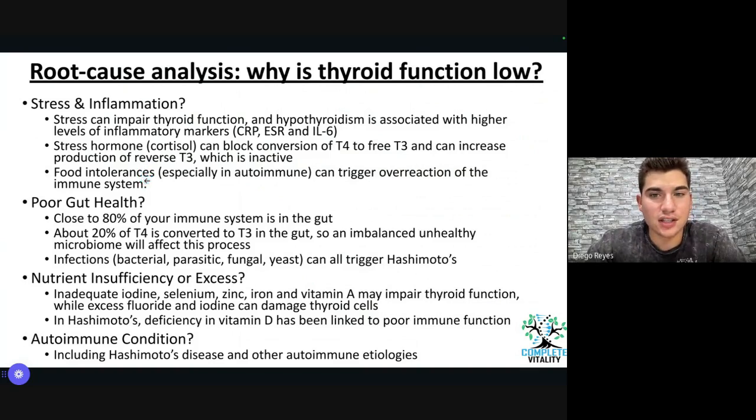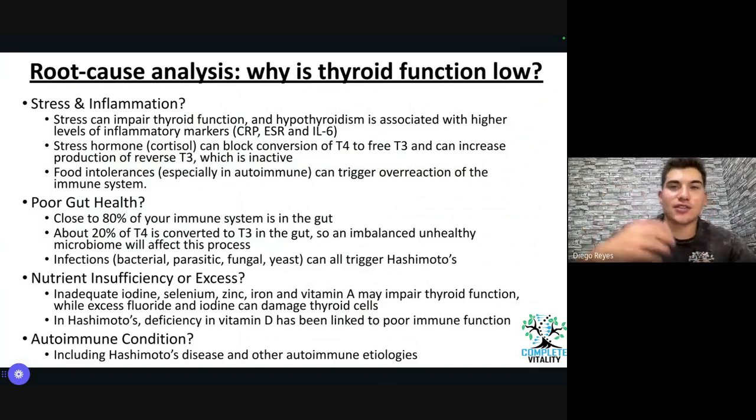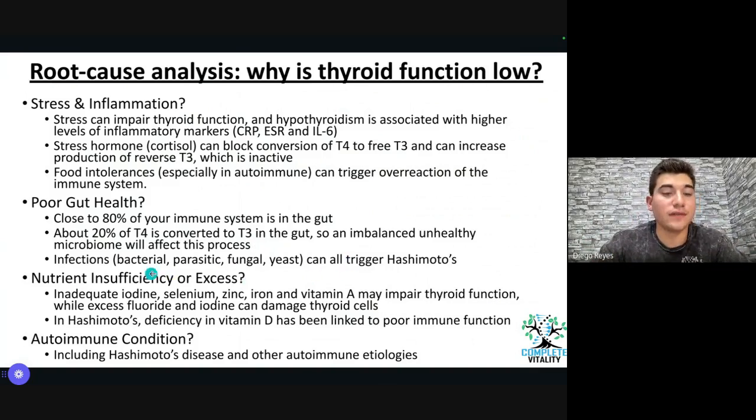Food intolerances can trigger immunological responses, going back to Hashimoto's and hypothyroidism. 80% of your immune system is housed in the gut. So if you're dealing with Hashimoto's disease, that's going to impair the thyroid gland, but also 20% of T4 is converted to T3 in the gut. So an imbalanced, unhealthy gut microbiome will affect this process. If you have dysbiosis in the gut, or a leaky gut, then that conversion can't happen, because remember, it doesn't just happen in the thyroid gland. And then infections can trigger Hashimoto's.